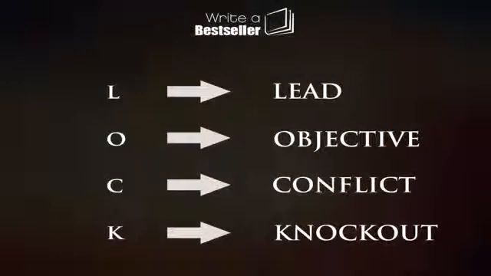The formula is LOCK. This was actually created by James Scott Bell and I find it very, very useful. So what is LOCK? L stands for lead, O for objective, C for conflict, K for knockout. Every great story follows the same construct. There is a lead, the protagonist, who has a burning objective and faces an increasing crescendo of conflict in his or her attempt to accomplish the objective, and eventually there's a final knockout in the end.